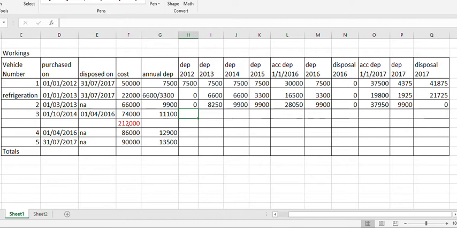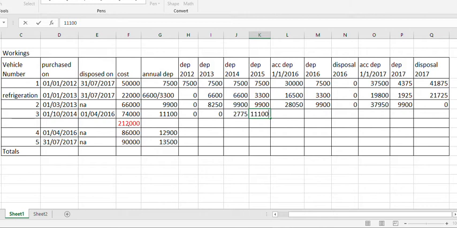Vehicle number 3 was bought on the 1st of the 10th 2014, disposed of on the 1st of the 4th 2016. So 2012 didn't have it, 2013 didn't have it. It was bought on the 1st of the 10th 2014. So in 2014 we had it for October, November, December, 3 months. So full year's depreciation divided by 12 multiplied by 3, 2775.